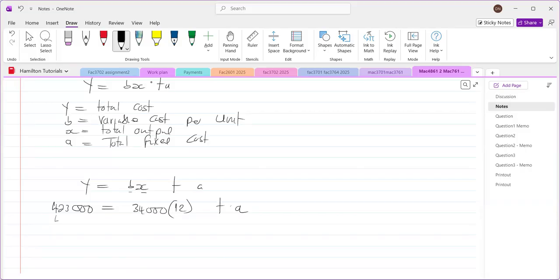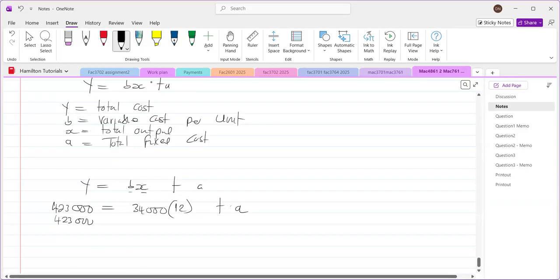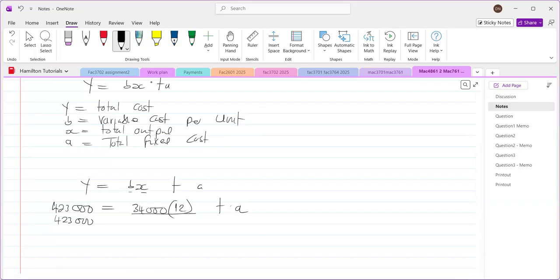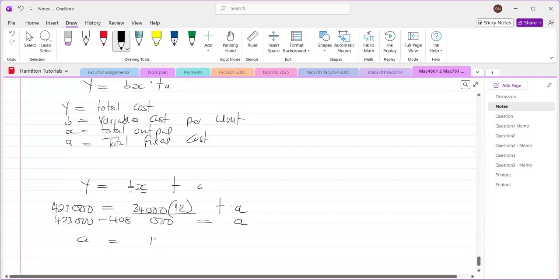So it's going to be 423,000. This one, 34,000 by 12, which gives me 408,000, is equal to a. Remember, it's jumping the equal sign, it becomes a negative. So 423,000 minus 408,000, so 15,000. So our fixed costs is equal to 15,000. Now remember, the fixed cost is consistent.